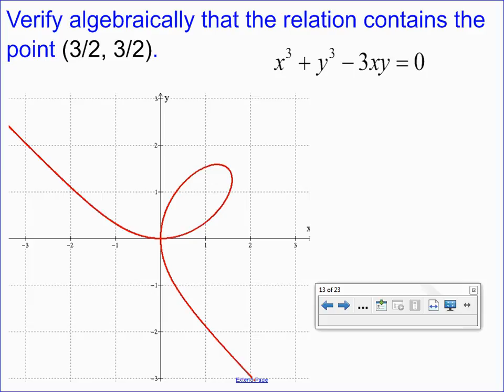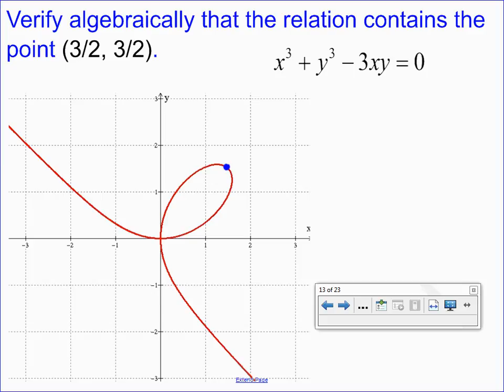So let's take a look at this relation given by x cubed plus y cubed minus 3xy. Clearly, this is not y a function of x because it fails the vertical line test in that middle portion. However, we can still generate an equation of tangent lines, normal lines, etc., using what we know about dy dx, the first derivative of y with respect to x. So let's first verify that 3 halves comma 3 halves is in fact on the relation.